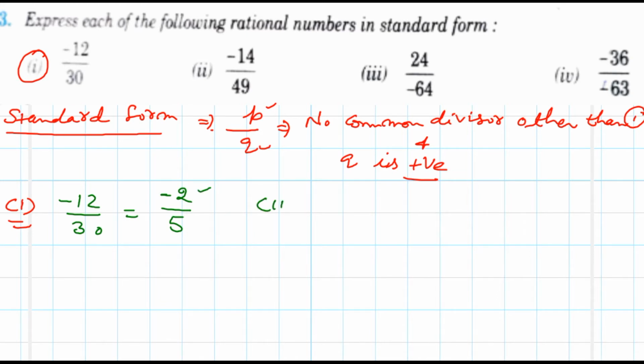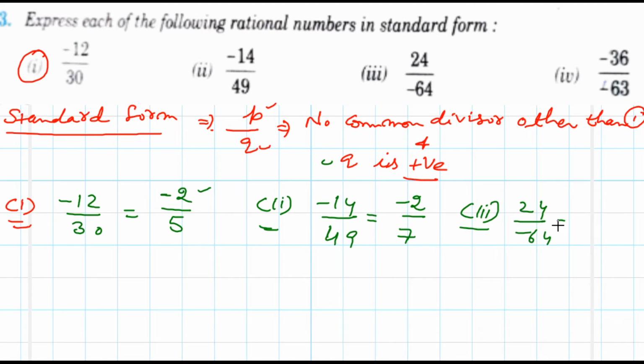Now we will go to minus 14 upon 49. Q is positive, the denominator is positive. So the first condition is okay. Now the common divisor, common table, 7 2 ja 7 7 ja. So this is the simplest form. We can find no divisor other than 1. So third, 24 upon minus 64, 4 4, they would go on the table of 4. 4 6 ja 4 6.